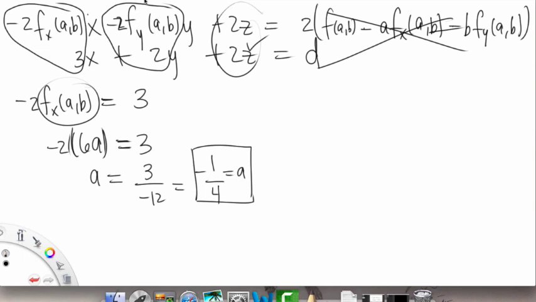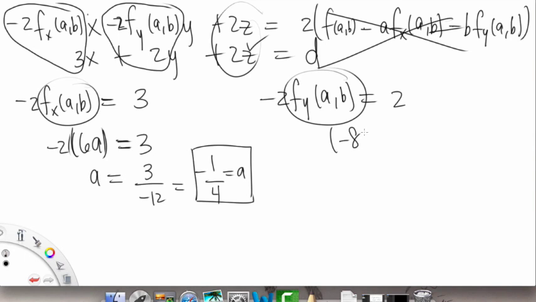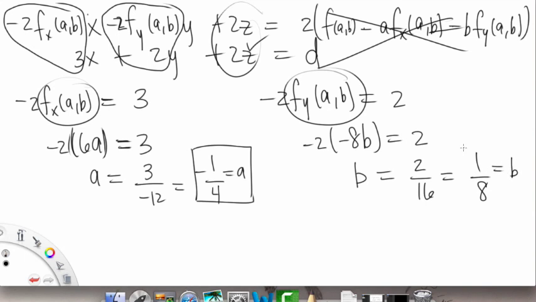And now let's compare the coefficients of the y. So now we have negative 2 f sub y at (a, b), and that's going to be equal to 2. And remember, we found that this f sub y was equal to negative 8b. Okay, so then we have a negative 2 over here. All right, so that's going to be a 2 there. On the left side, we're going to have b is equal to 2 divided by 16, a positive 16. So that'll be a positive 1 over 8. So that would be our b.